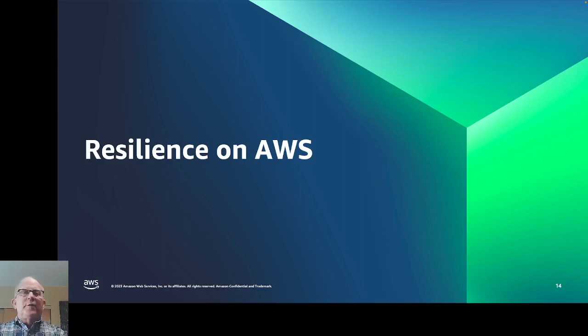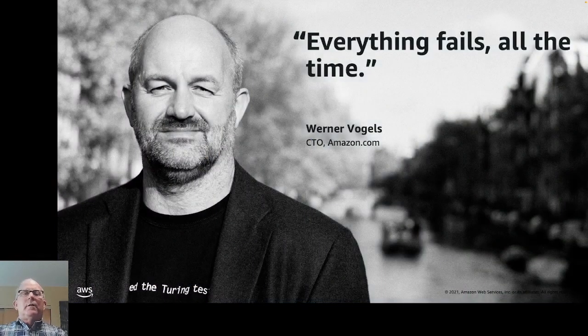Okay, let's pivot now and discuss resilience, what it means and how you can achieve it on AWS. One of the tenets of good application design is to design for failure from the beginning. As Amazon CTO Werner Vogels says, everything fails all the time. Resilient applications provide continuous service despite disruption, natural disasters, human error, hardware failures, and the like.